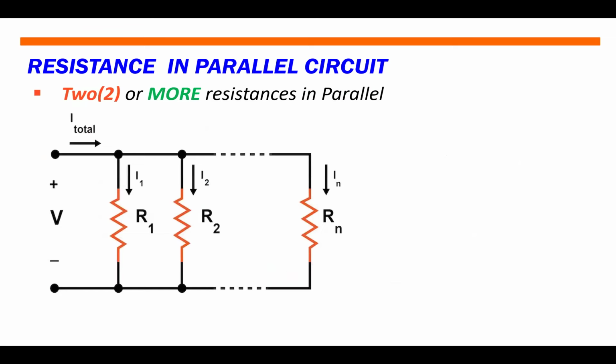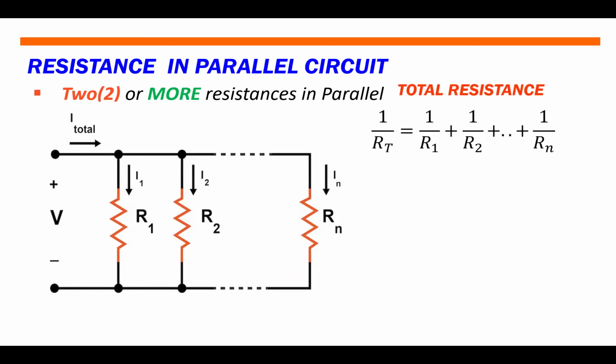So for two or more resistances in parallel, dalawa o higit pa, tatlo, apat, lima, okay, so for two or more resistance in parallel, our equation will be the reciprocal of total resistance is equals to the sum of reciprocal of R sub 1 plus the reciprocal of R sub 2 plus the reciprocal of R sub 3 and so on. So simply to get the total resistance, that is 1 all over the reciprocal of R sub 1 plus the reciprocal of R sub 2 plus the reciprocal of R sub 3 and so on.